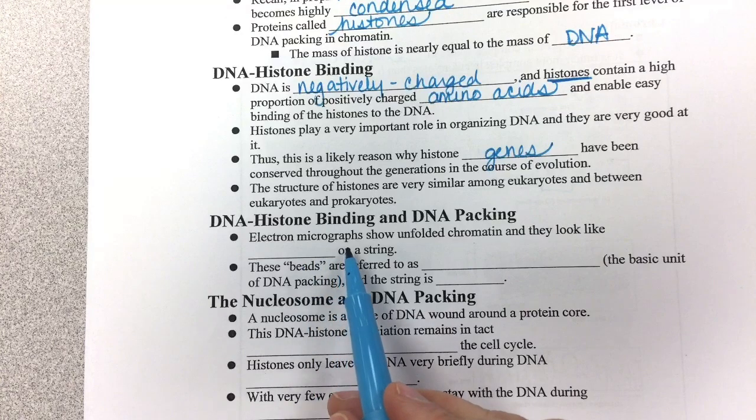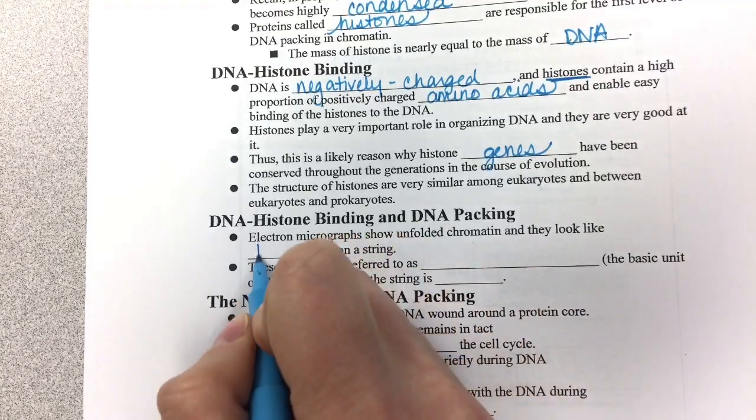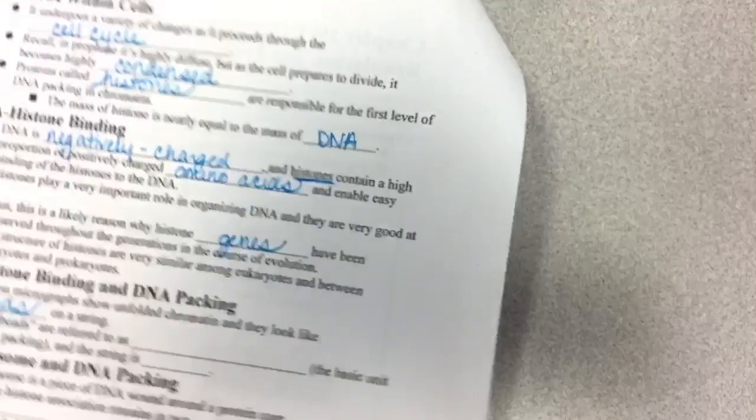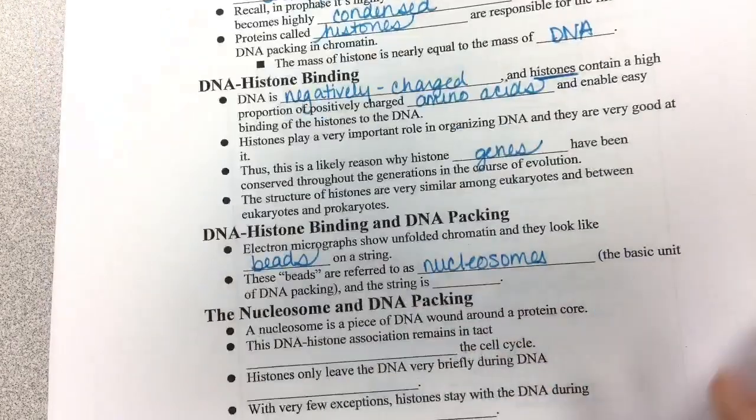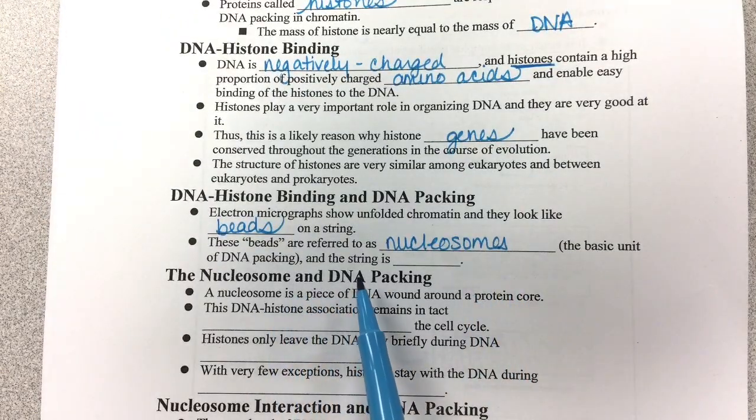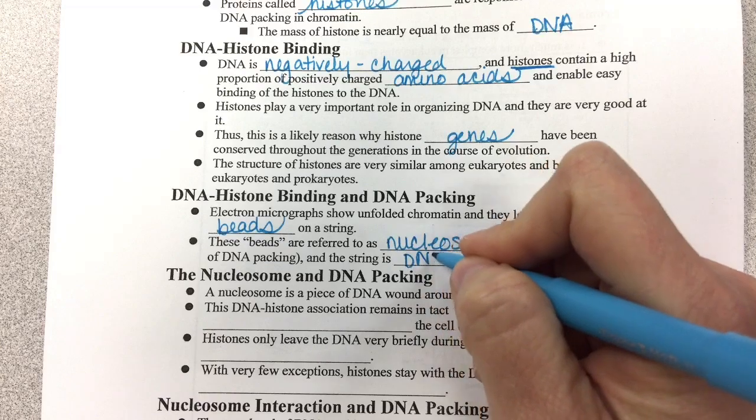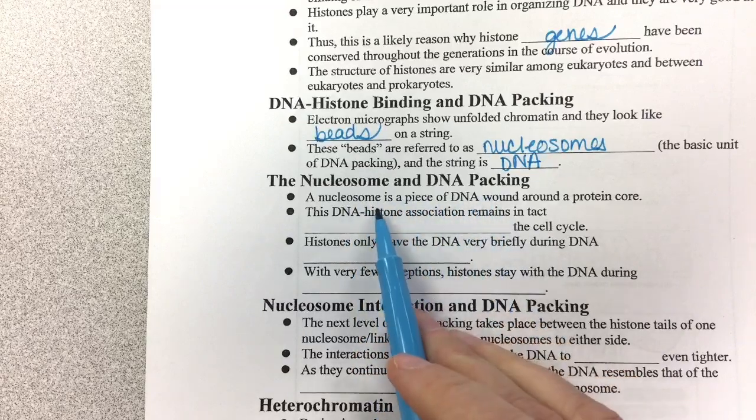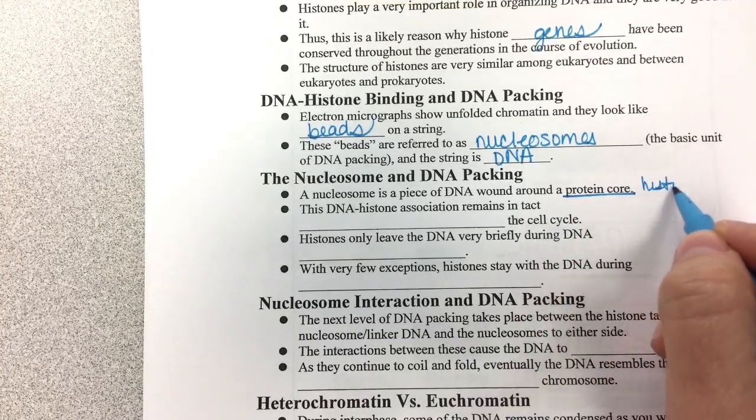Electron micrographs, remember those are pictures taken by an electron microscope, show unfolded chromatin, and it looks like beads on a string. Remember what these beads are called, going back over here? They are called nucleosomes, which can be considered the basic unit of DNA packing, and the string wrapped around is DNA. A nucleosome is a piece of DNA wrapped around a protein core, and the protein core is the histone.